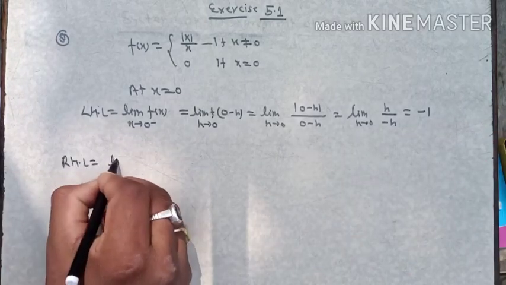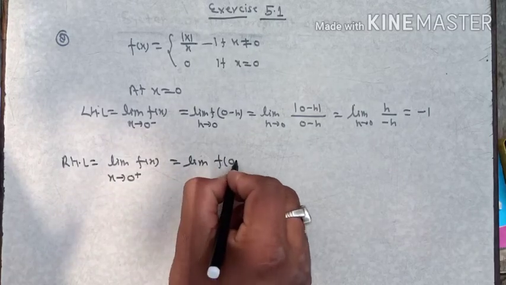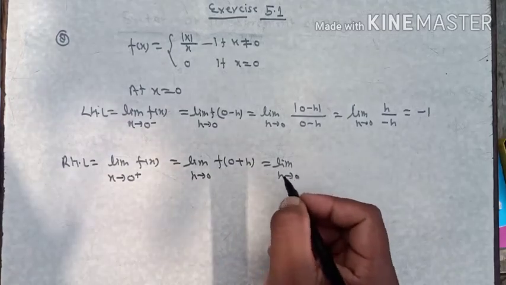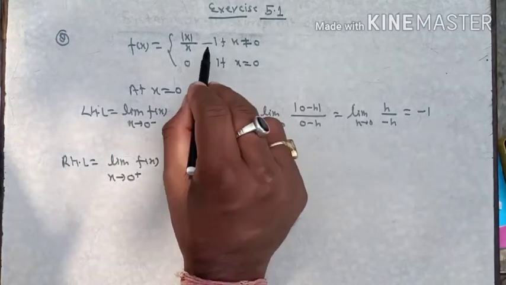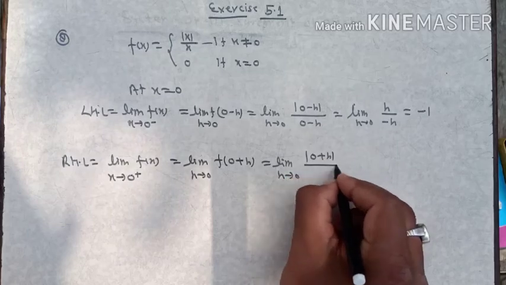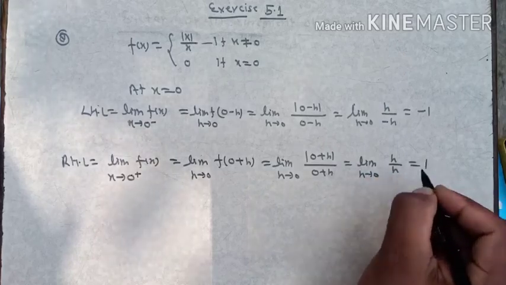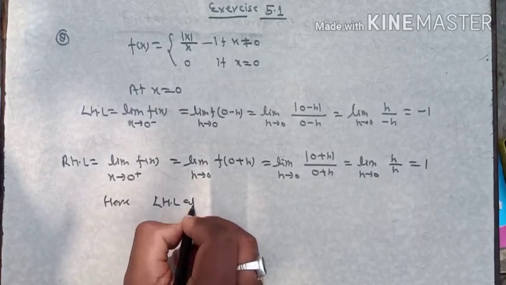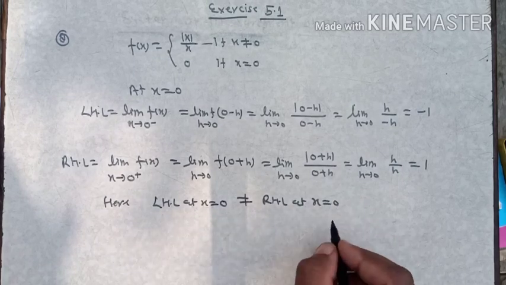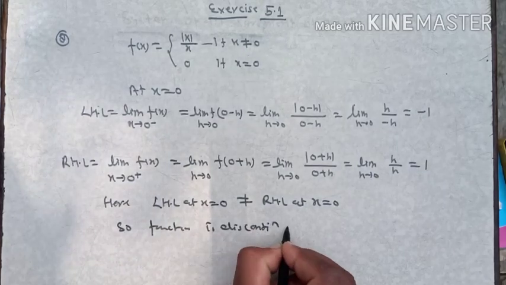Now find the right hand limit, so the limit of f(x) as x tends to 0 positive is equal to the limit as h tends to 0 of f(0 + h). 0 + h means greater than 0, so in this case f(x) is equal to |x|/x, so |0 + h| upon 0 + h, so the limit as h tends to 0 of h by h equals 1. Here the left hand limit at x equal to 0 is not equal to the right hand limit at x equal to 0, so the function is discontinuous at x equal to 0.